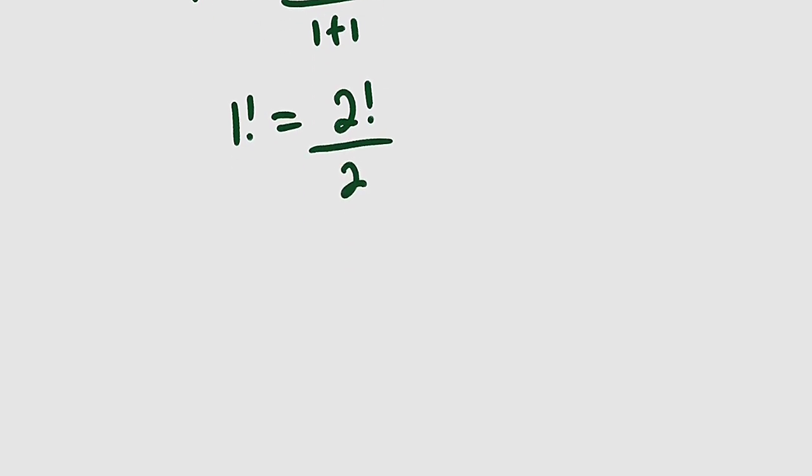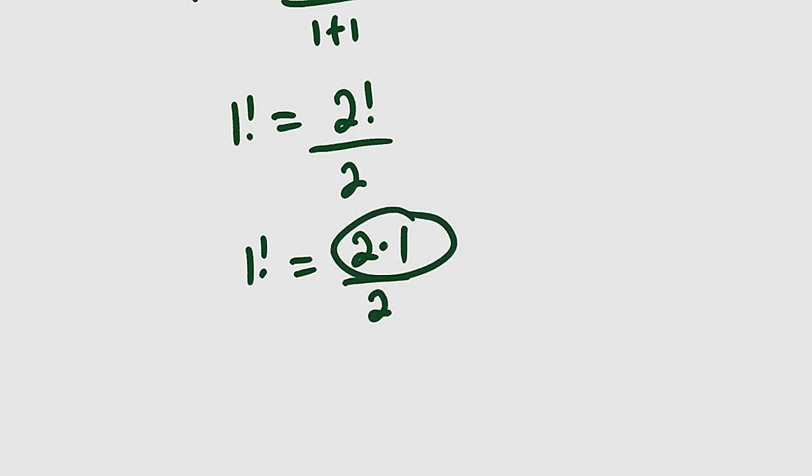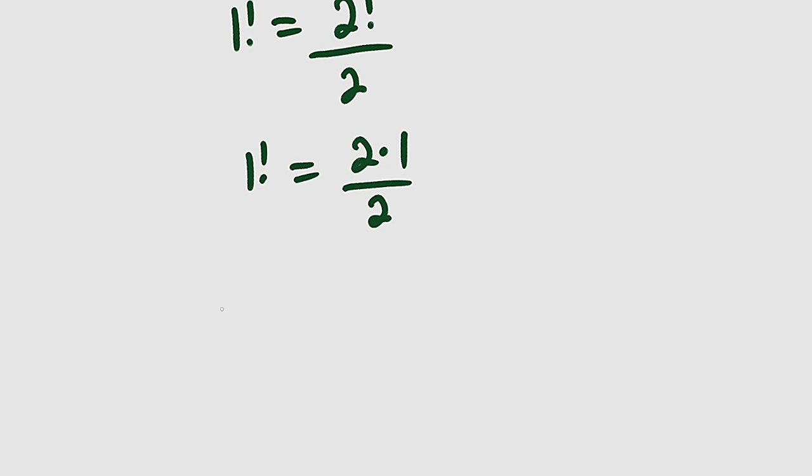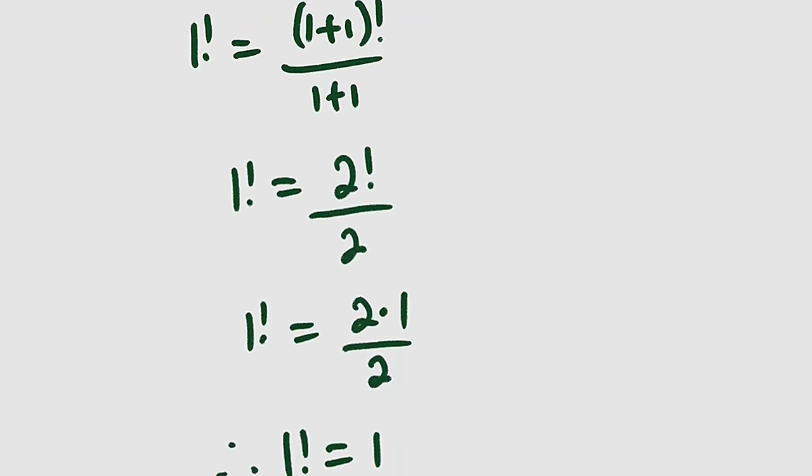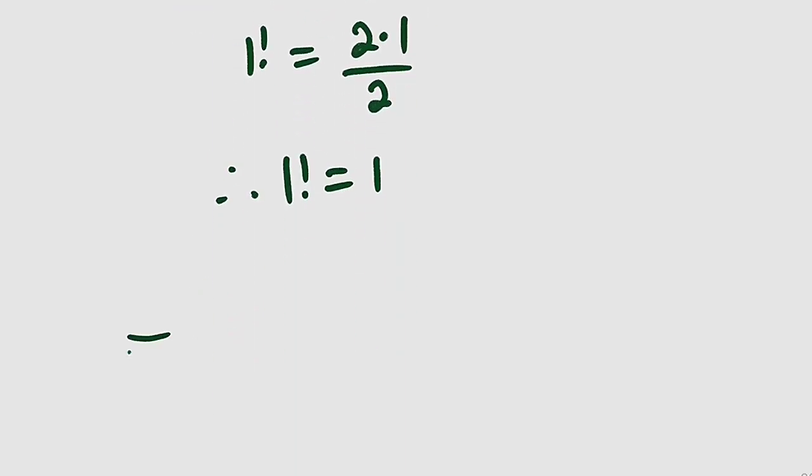And we know that 2 factorial is 2 times 1. So 1 factorial equals 2 times 1 on the top, and on the bottom we have 2. 2 times 1 is 2, and 2 divided by 2 is 1. Therefore, 1 factorial equals 1. And we know that 1 factorial is also equal to 0 factorial from here. So we conclude that both 0 and 1 factorials are equal to 1. And hence this implies that 0 factorial is equal to 1 as well as 1 factorial.